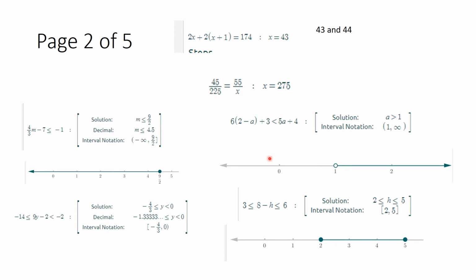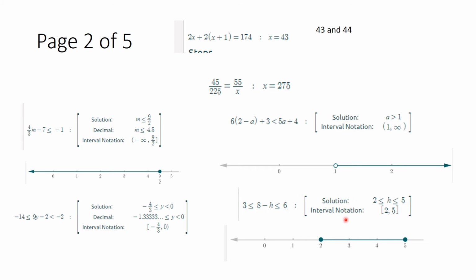The next page, the answer here was 43 and 44, 275. And here you were supposed to say the answer in interval notation. That should be a bracket after the 9 over 2. And you were supposed to graph. This one is a parentheses on both ends, 1 comma infinity. That's the graph you should have.